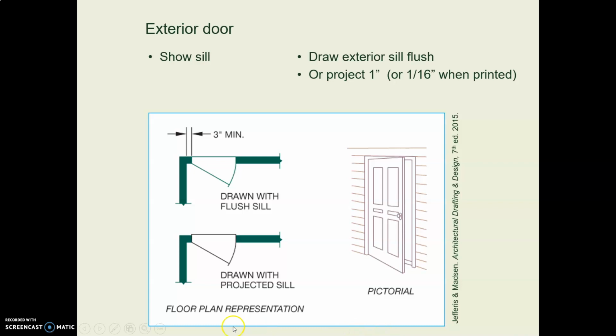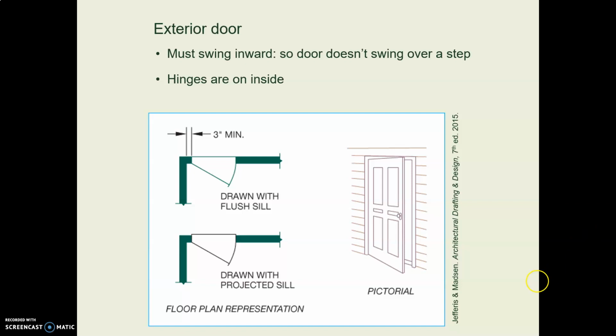When you draw doors, we've talked about this one before also. When you have a door on the outside of your house, an exterior door, you draw a line for a sill across the wall. And a sill is just that horizontal thing at the bottom of the door. There's also a sill at the bottom of a window, by the way. And again, the door has to swing inward.